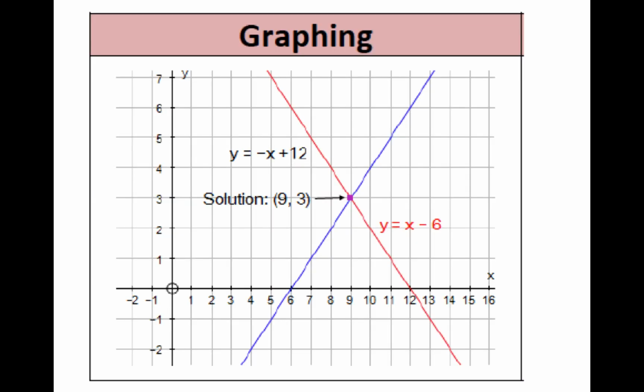So now we're going to solve systems algebraically. There are 3 ways to do so. The first way is to graph both lines and see where they intersect. You write your point as your solution as x comma y.